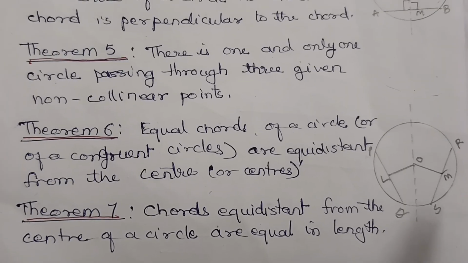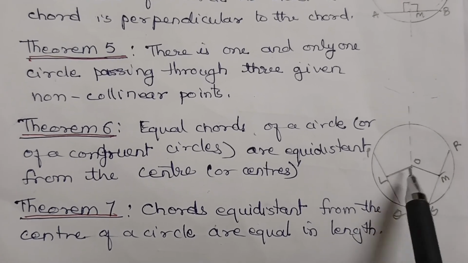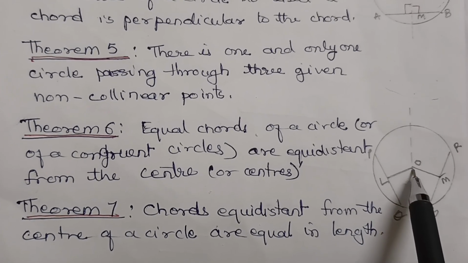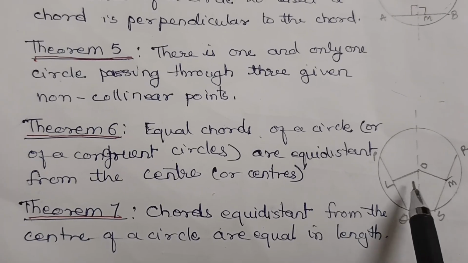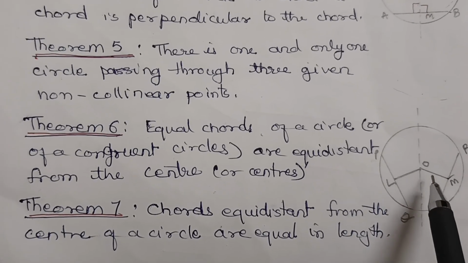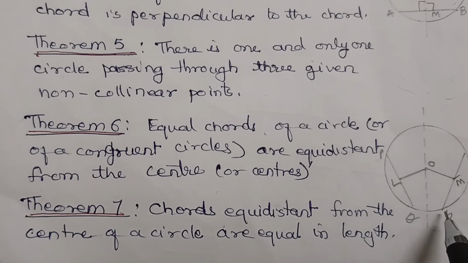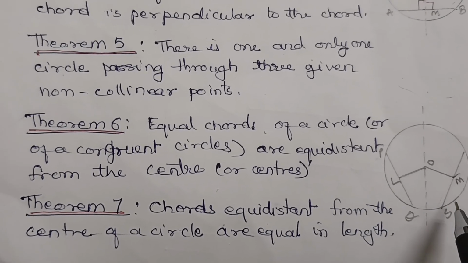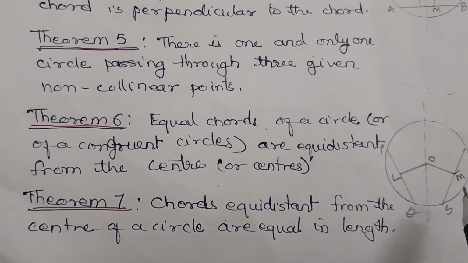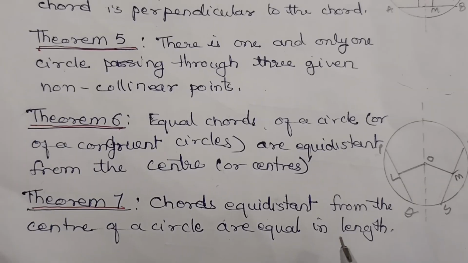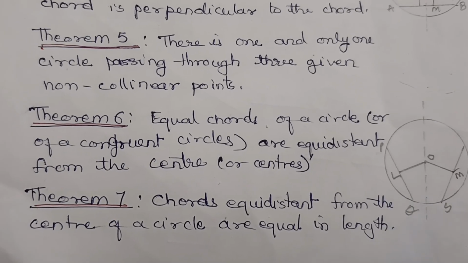Chords drawn are equal. That means these two are the chords. They are equidistant from the center, meaning LO is equal to MO. So these two are equidistant from the center and these are the two chords PQ and RS. Equal chords of the circle are equidistant from the center. This is the sixth theorem. And the seventh theorem is: chords equidistant from the center of the circle are equal in length.